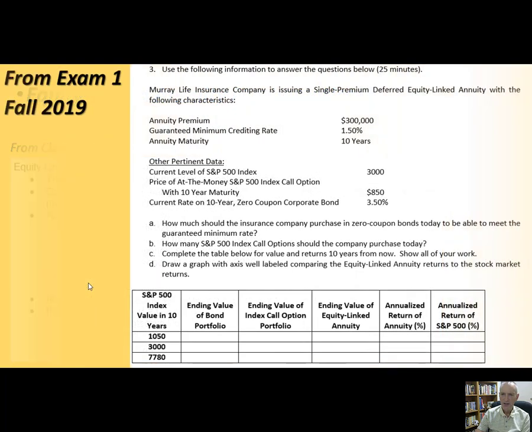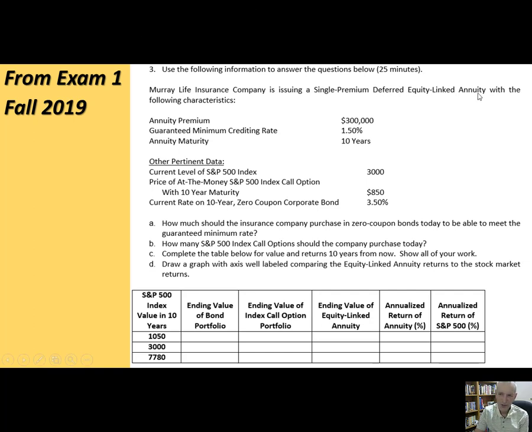So what we're going to do here is work this problem from the prior exam. Your problem on this in our class will be very similar. We'll do this in the first exam of the class. It will look very, very similar. I'll just change the numbers slightly. So here are the numbers. It's a single premium deferred equity-linked annuity.